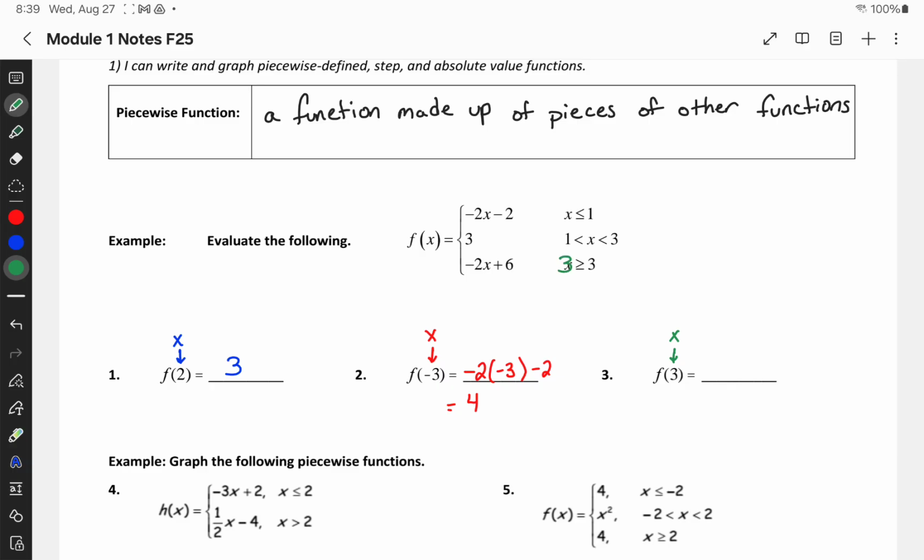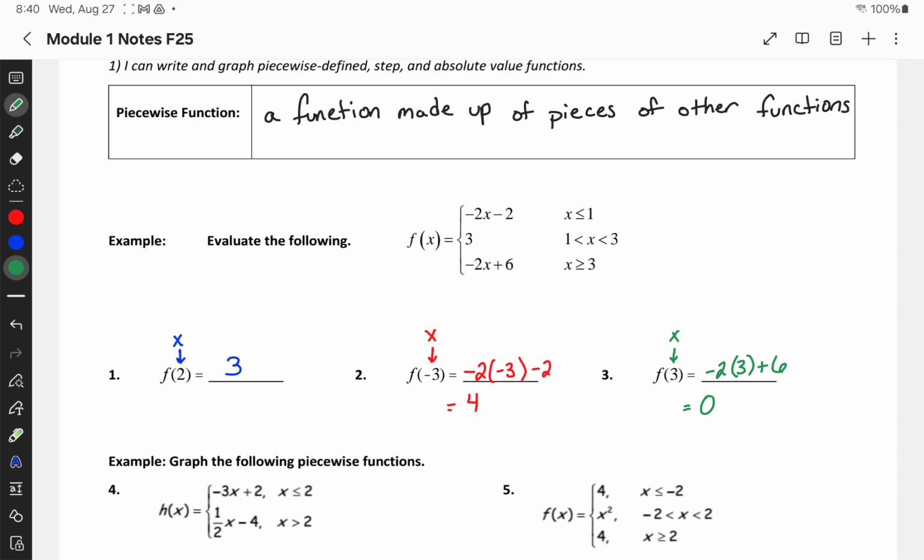So how about this last section? Is 3 a number which is greater than or equal to itself? And the answer here is yes, because of that equals bar. That 3 is equal to 3, so it does work in this last equation. So that's going to be where I'll plug 3 in. So I'll take negative 2 multiplied by 3 plus 6. Negative 2 times 3 is negative 6. And negative 6 plus 6 is 0. So I can say that f of 3 is going to be equal to 0.